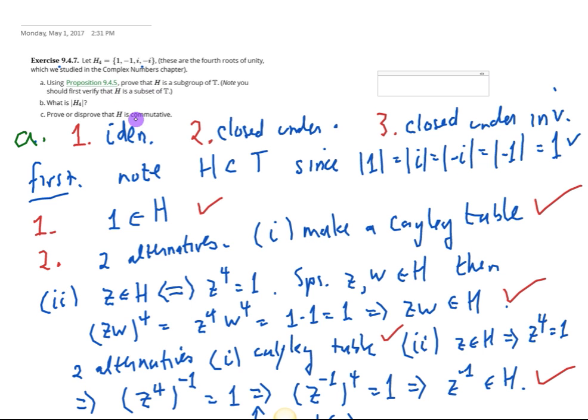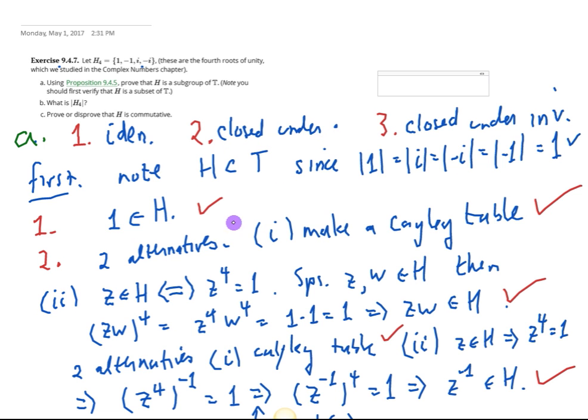So let's go ahead and establish the identity property. All right, now we know that 1 is the identity, and 1 is in H4. I'm going to leave off the 4, just understand the 4. Okay, so that gives me the identity property for H4. Number 2, closure under multiplication.